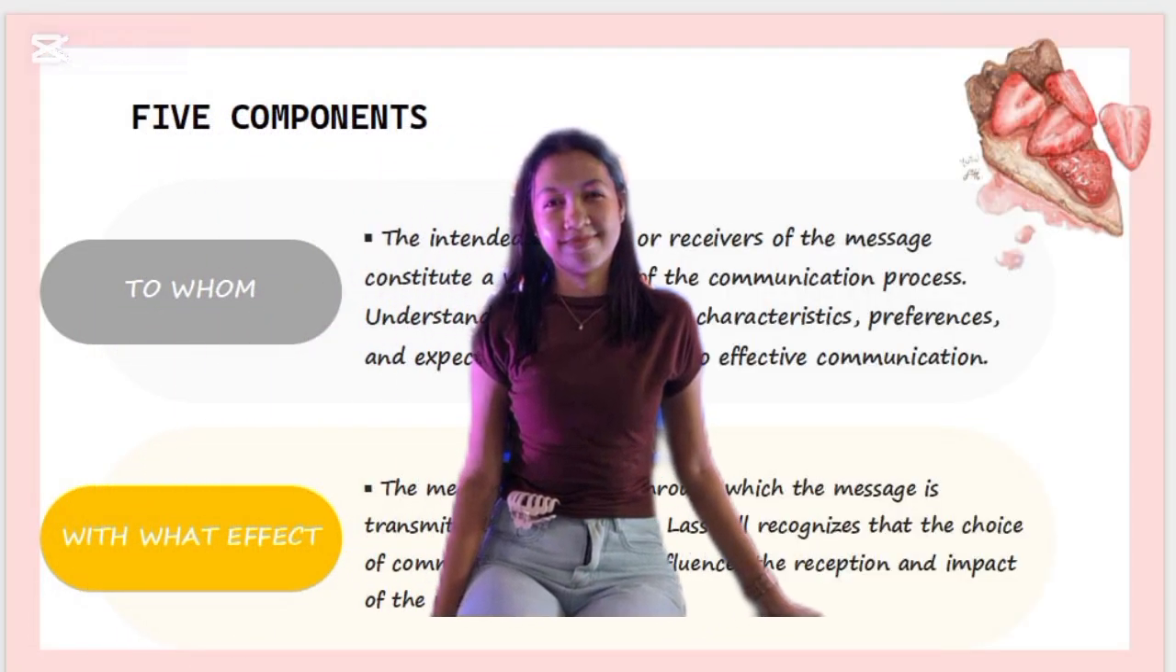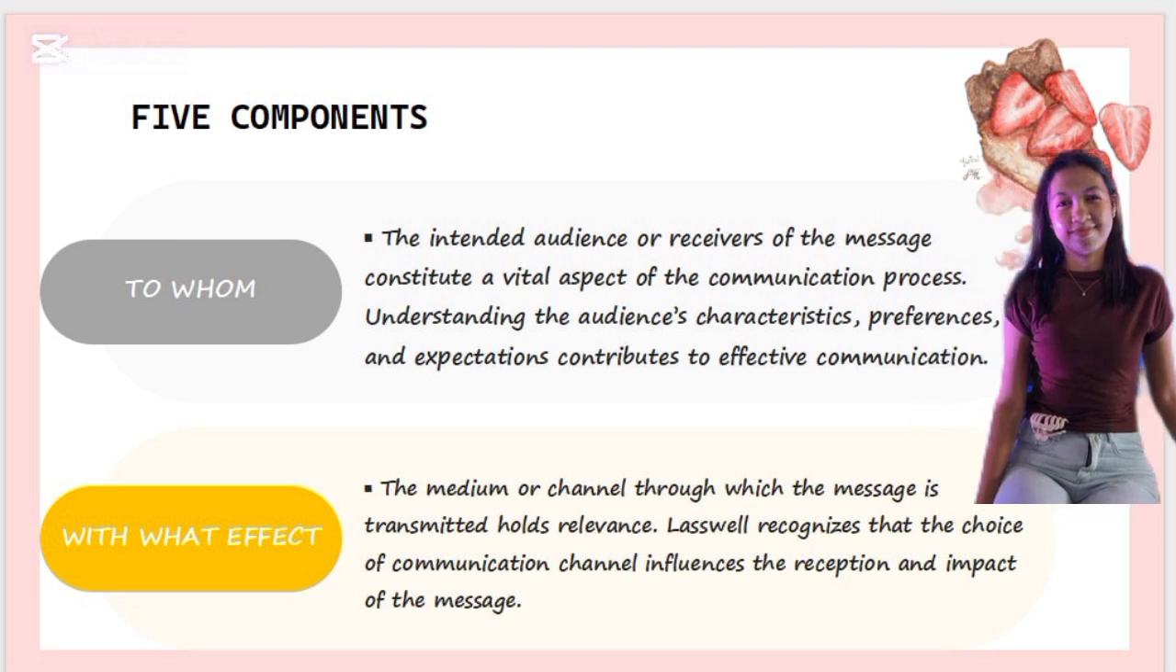The next is to whom. It describes the individuals to whom the message is delivered. It is also known as the receiver of the communication process. The receiver is the audience who receives the information. With what effect illustrates the output of the message. It also validates whether the receivers comprehend the message or not. Sometimes the sender cannot persuade the audience due to communication noise, faulty channels, and lack of speaker capability.